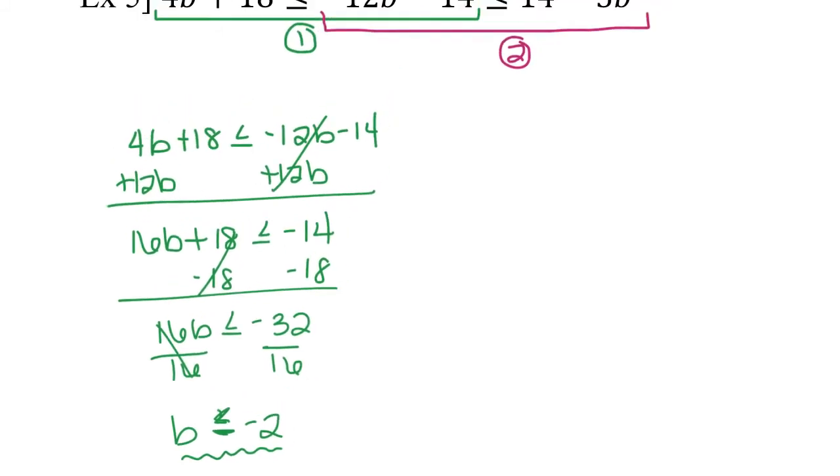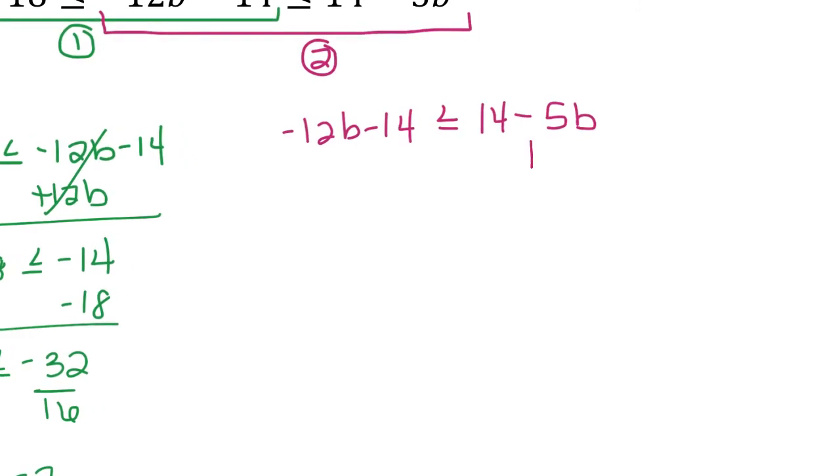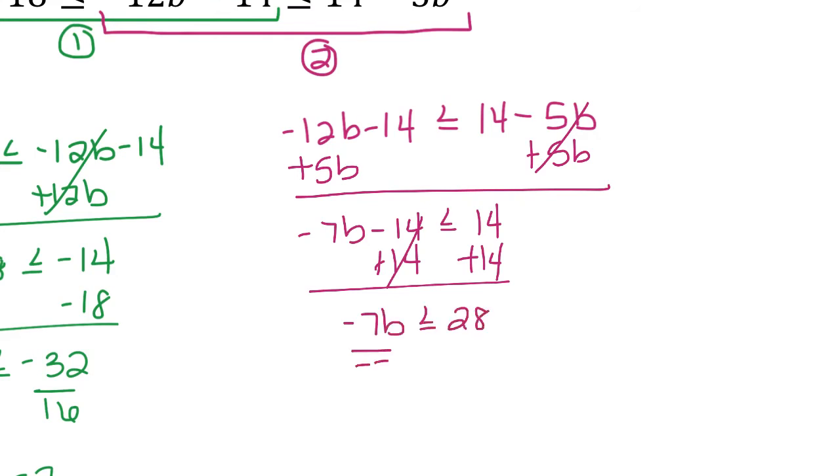Now the second inequality was the middle, so negative 12b minus 14 less than or equal to, and the right. Now let's solve this one. So move all my variables to the left, so add 5b to both sides. So that makes negative 7b minus 14 less than or equal to 14. Add 14 to both sides, negative 7b less than or equal to 28. Divide by negative 7. Since we're dividing by a negative, that inequality flips, and we end up with b greater than or equal to negative 4. This is the other half of my inequality.